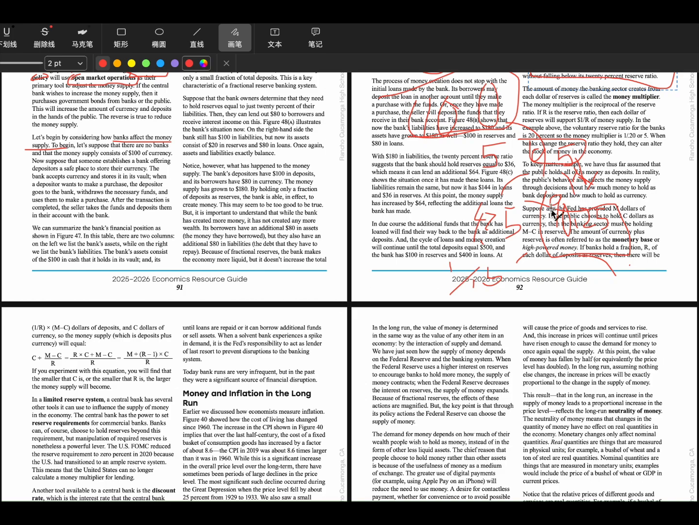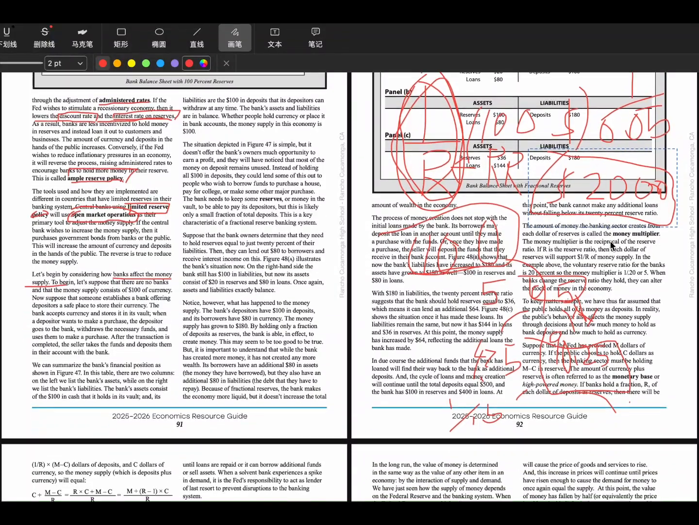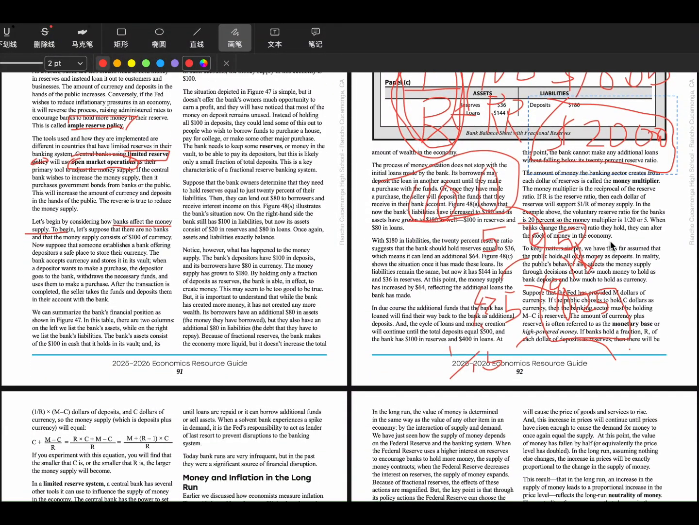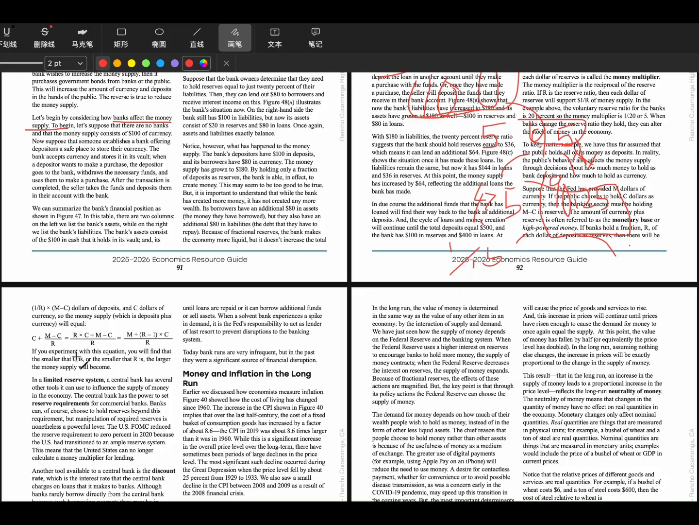In this case, how do we calculate the total money supply then? How much money supply can the bank actually create? Or how much money supply there actually is in the economy? In this case, we have to consider this equation: 1/R times (M minus C). What is M? M is the monetary base. What is the monetary base? It's what's called high-powered money.